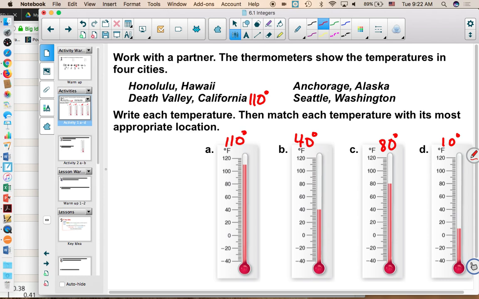Whose temperature do you think would be running 40 degrees? I've got 40, 80, and 10. Whose temperature is 40, do you think? Probably Seattle, Washington. Maybe in the wintertime there. Whose temperature is 80 degrees? Jordan, what do you think? Hawaii. Yeah, let's go to Hawaii. And so that means Alaska's temperature is 10 degrees. Do you think that's as cold as it gets in Alaska? No. That might be summertime.